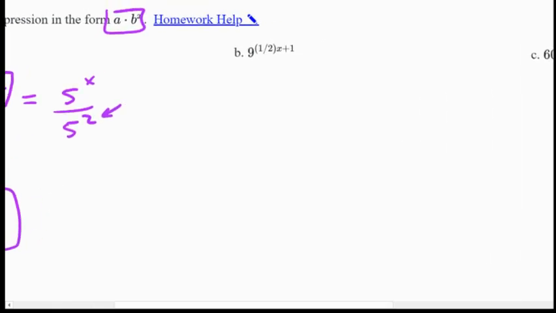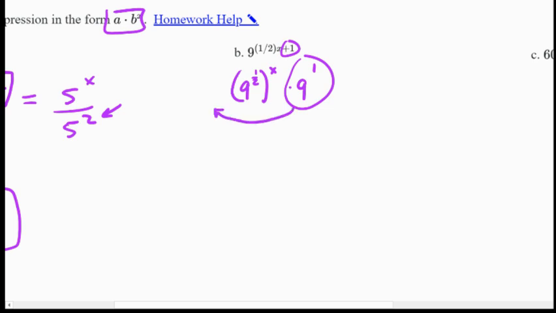Second one here, we got 9 to the power of 1/2 x plus 1. So I'm going to start with 9 to the power of 1/2 times 9 to the power of 1. So again, similar product: when I'm adding two exponents, I can break them up into multiplication with the same base. And so in this one here, again, this ends up being my a value.